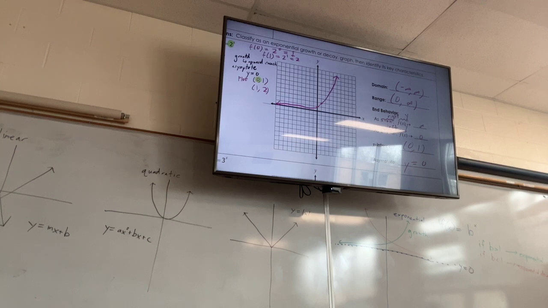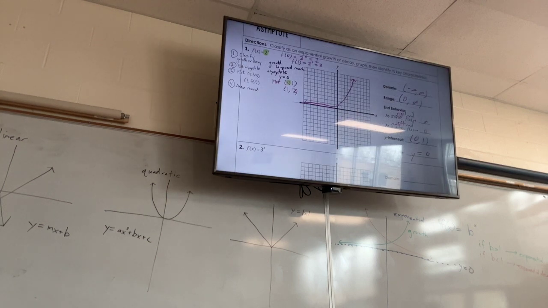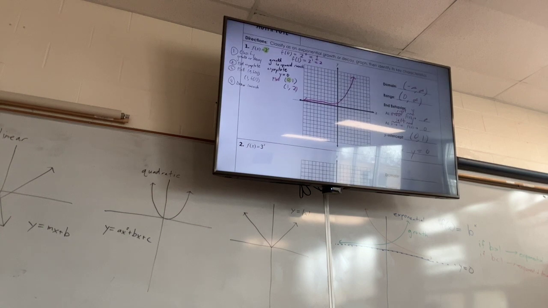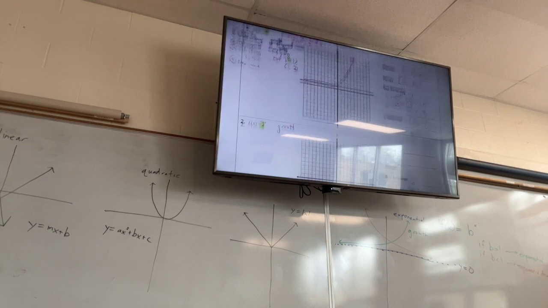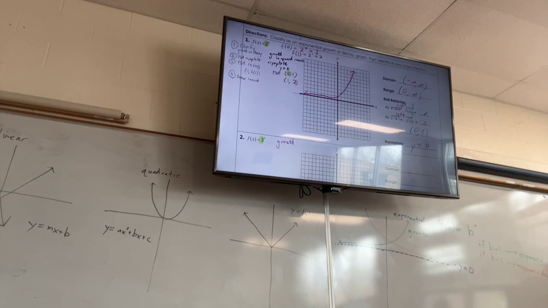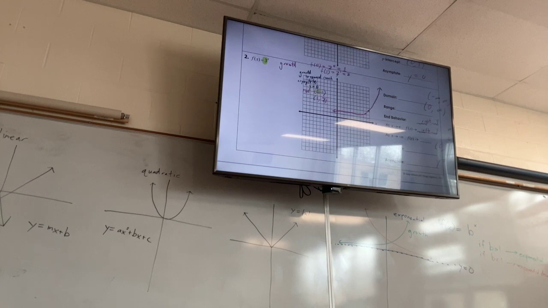All right. For this next one, can I move on? So let's identify this. Is this going to be growth or decay? Growth. It's going to be growth. Okay. So upwards. Okay, guys. Literally everything's going to be the exact same except for one point. So I'm going to go ahead and be lazy. Just copy this. All right. There you go.